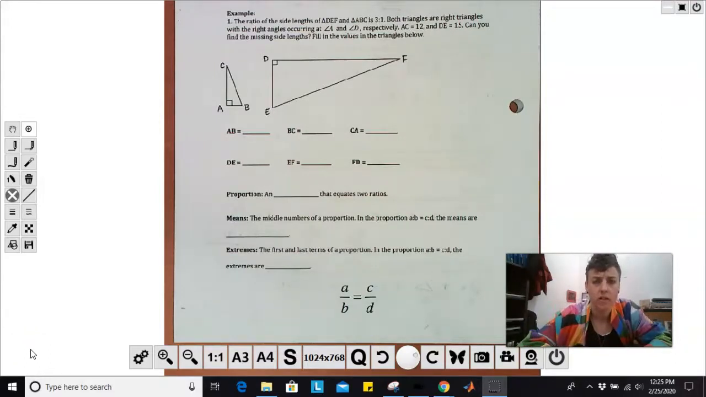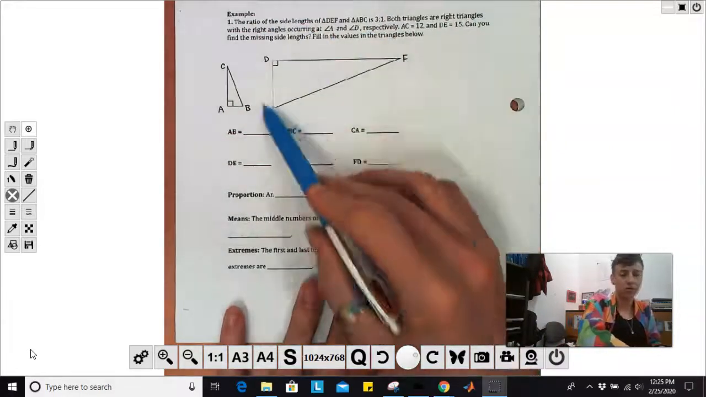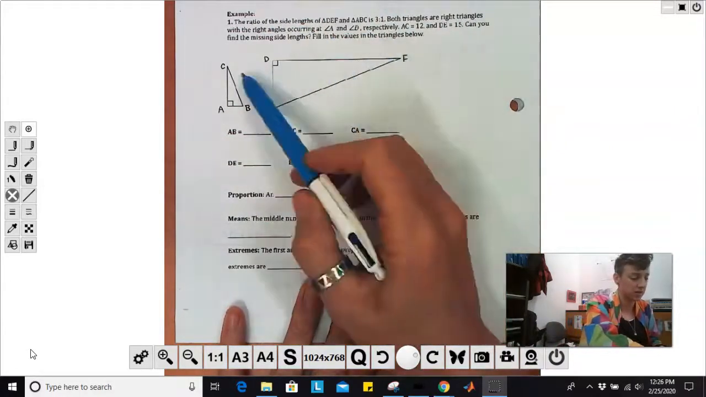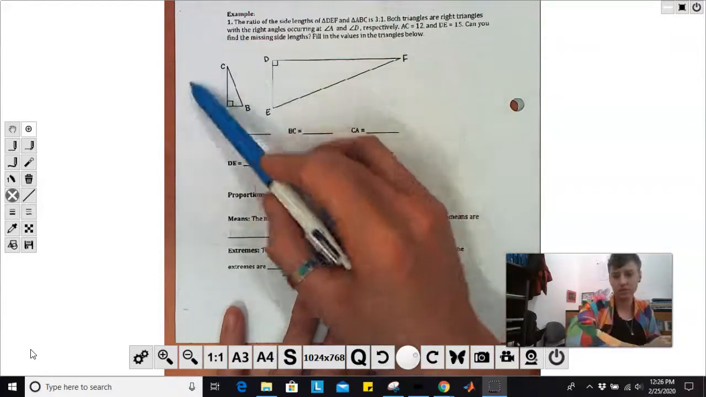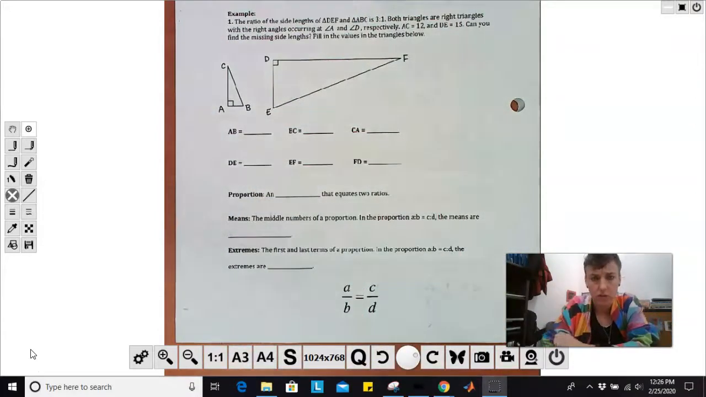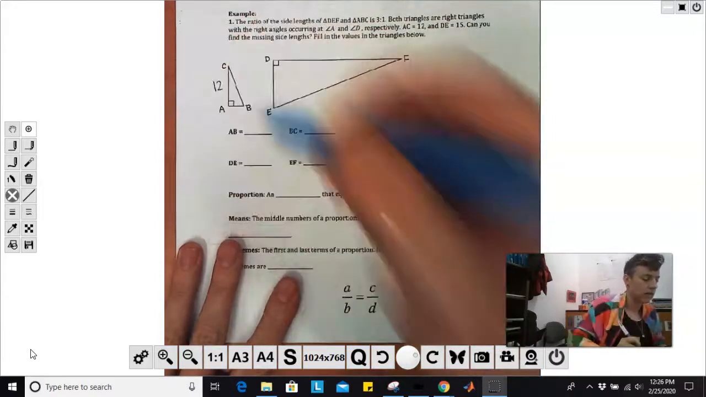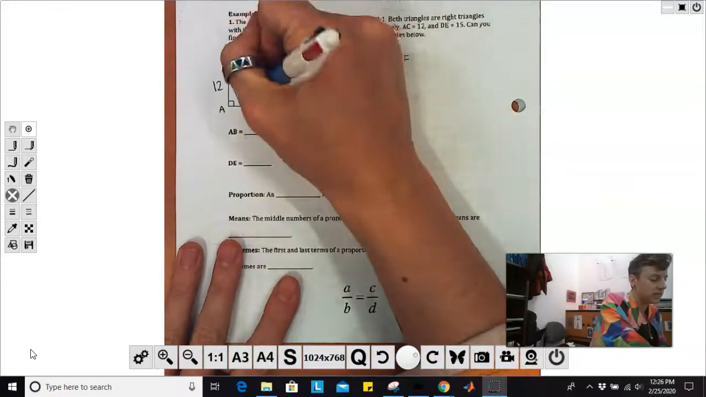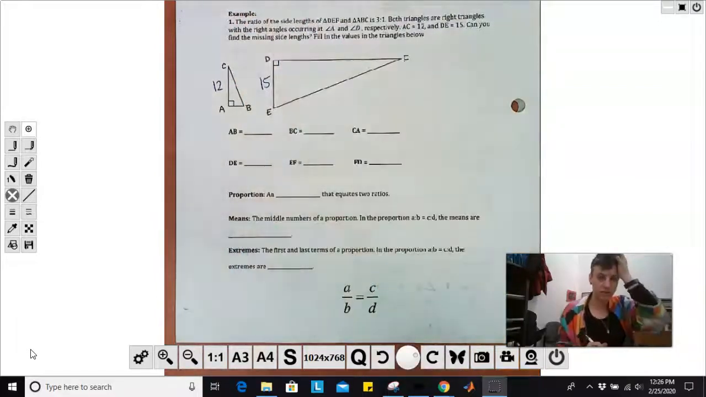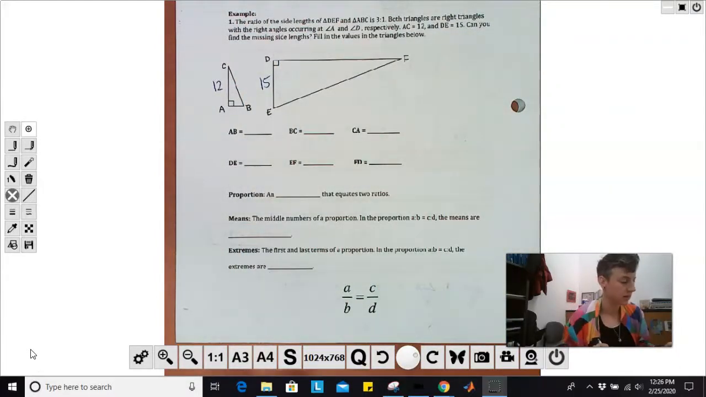Example number 1, the ratio of the side lengths of triangle DEF and triangle ABC is 3 to 1, meaning all of these sides are 3 times as big as the corresponding sides in the smaller triangle. Both triangles are right triangles, with the right angles occurring at angle A and angle D, respectively. AC is 12 units long and DE is 15 units long. Can we find the missing side lengths?